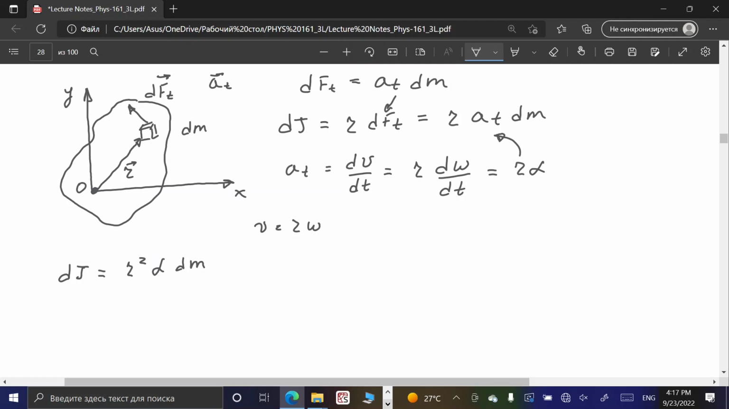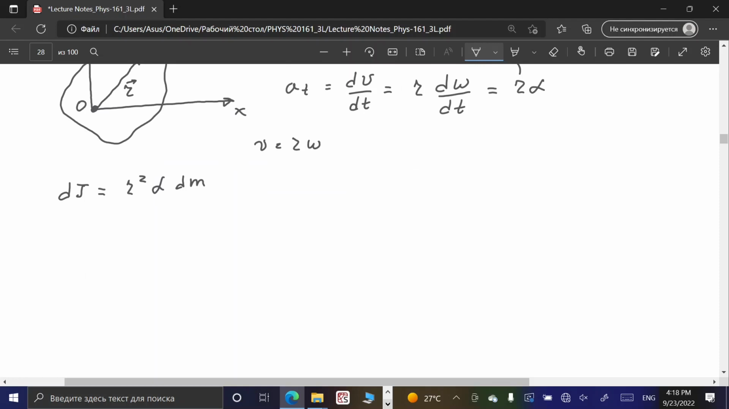So that is true for the small element with mass dm. Obviously, we want to know what will be the total torque exerted on the rigid body. So for that purpose, we want to integrate it. We can write that the net torque exerted on this rigid body will be equal to the integral of r squared times alpha dm. So what about this angular acceleration?